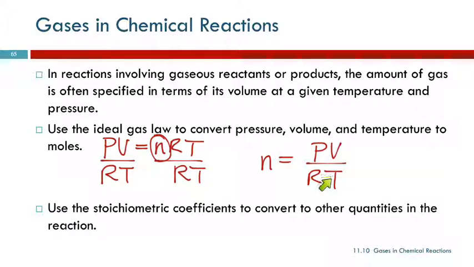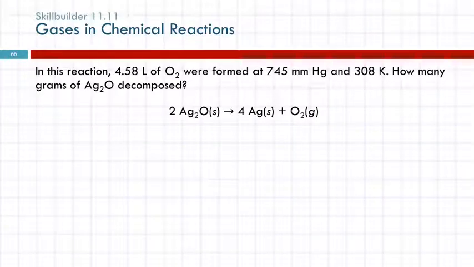So from pressure, volume, and temperature, we can find the moles of gas. And then we can jump into stoichiometry. We said grams to moles to moles to grams. So we're going to skip the grams, and we're going to go to moles after we finish this calculation. In this reaction, 4.58 liters of oxygen were formed at 745 millimeters of mercury and 308 Kelvin. How many grams of silver oxide decomposed? Use the balanced chemical equation to organize this.